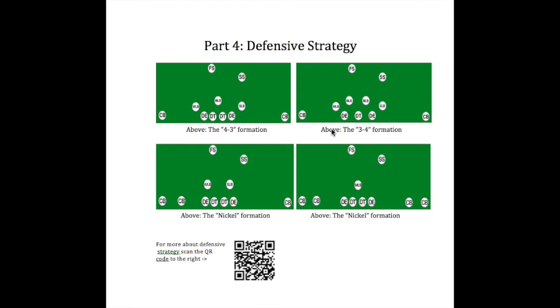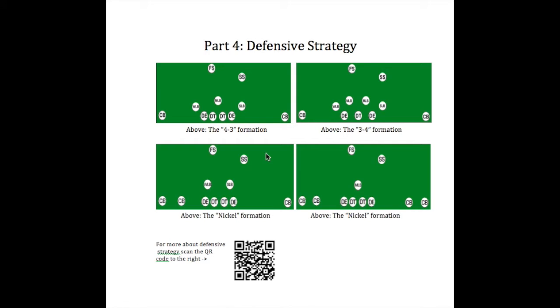Second, the 3-4 defense. The 3-4 defense is the other basic defensive formation, along with the 4-3. The 3-4 differs from the 4-3 because instead of having 4 linemen, they have 4 linebackers, replacing one of the linemen with a linebacker.